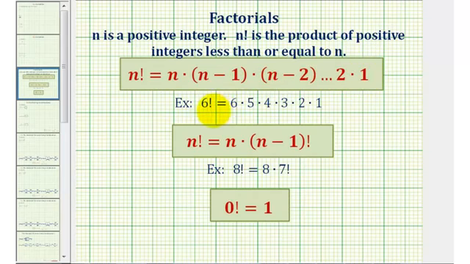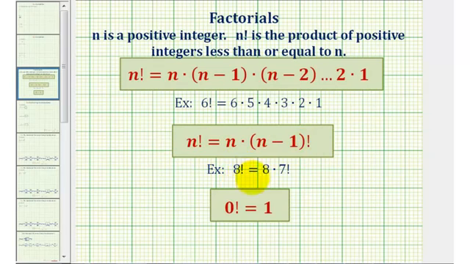So for example, 6 factorial would be 6 times 5 times 4 times 3 times 2 times 1. We can also write n factorial as a factor of n times n minus 1 factorial. For example, 8 factorial can be written as 8 times 7 factorial. And by definition, 0 factorial is equal to 1. So going back to our two examples, there's a long way and a short way of simplifying these, and we'll go ahead and show both.